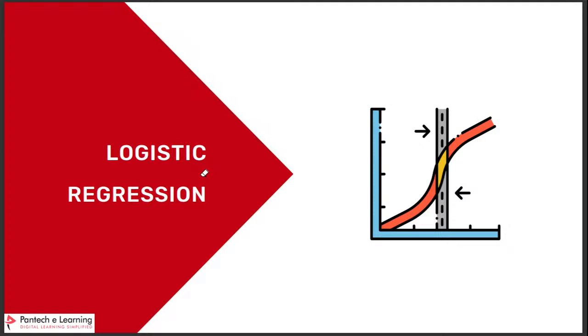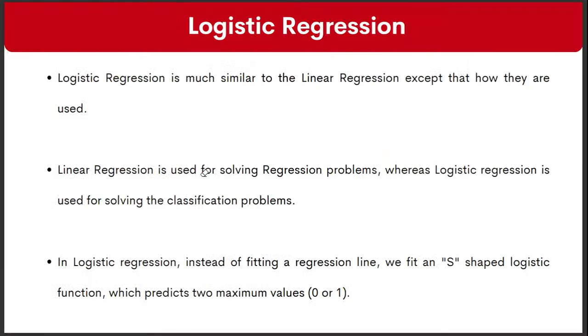Talking about why logistic regression has the name regression, it is much similar to linear regression, except in how they are used. Linear regression is used for solving regression problems, and logistic regression is used for solving classification problems. In logistic regression, instead of fitting a regression straight line, we fit an S-shaped logistic function which gives you a maximum of 0 and 1.